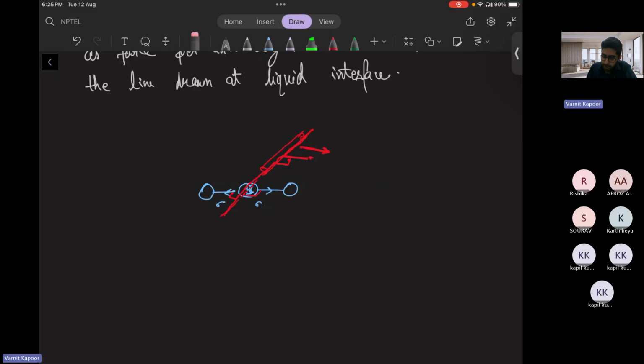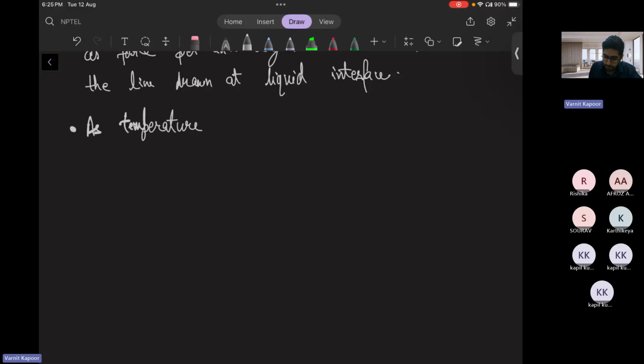All right. Next point. As the temperature increases, surface tension force decreases. Why? Because cohesive intermolecular forces decrease.